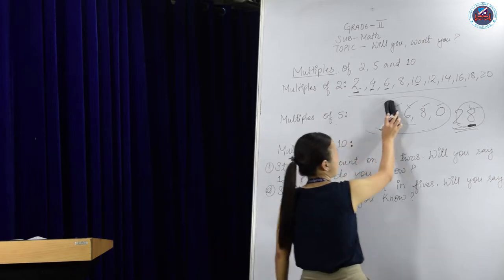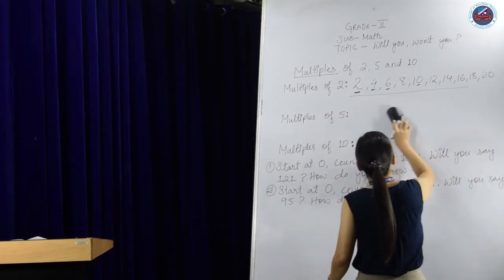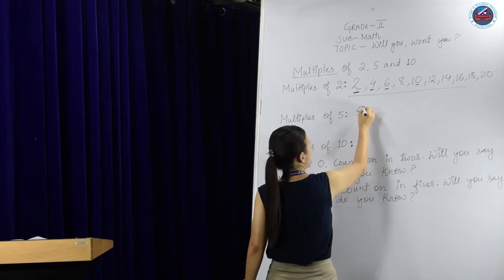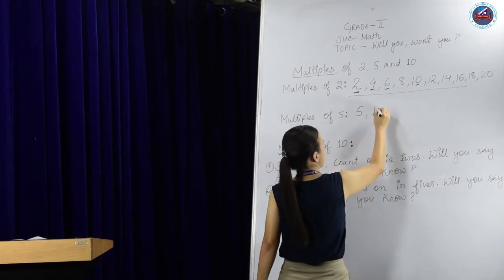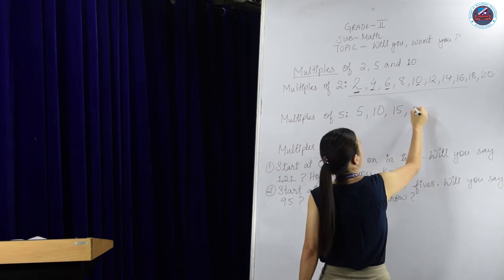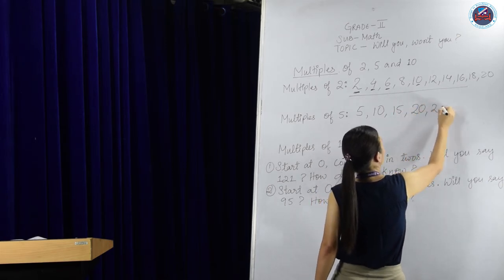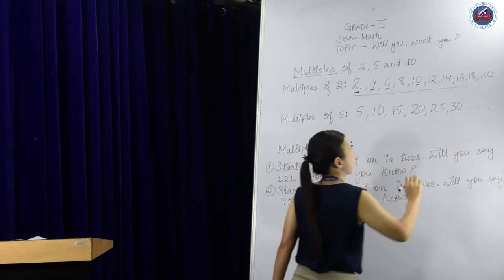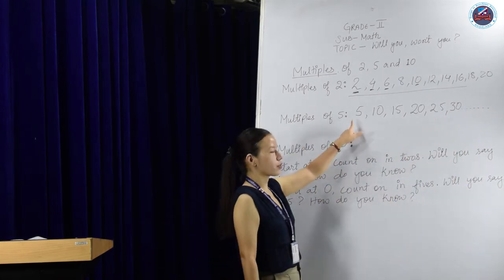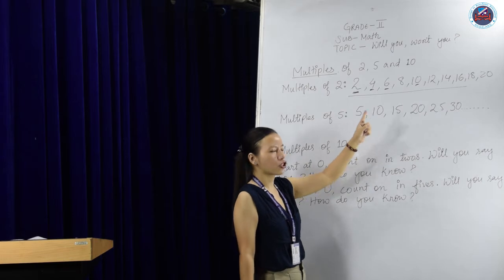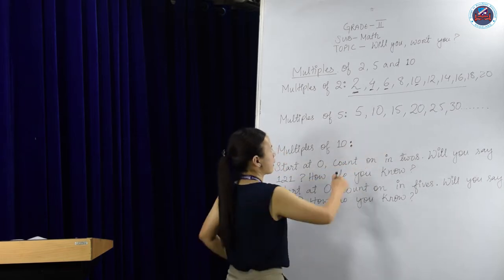Now let's go to the 5 table. For the multiples of 5, we count on 5 places. So let's count: 5 first, 10, 15, 20, 25, 30, and so on. So these are the multiples of 5. For the multiples of 5, we count on 5 places each time, and we get these numbers.